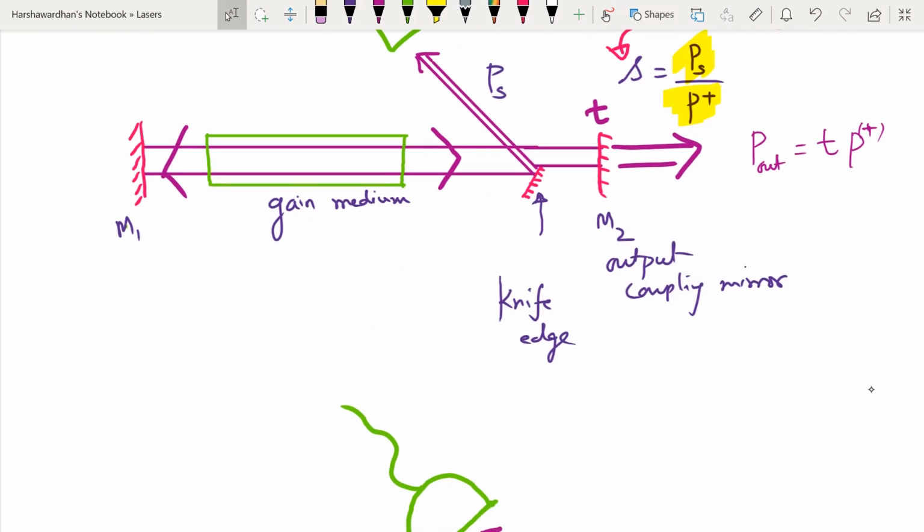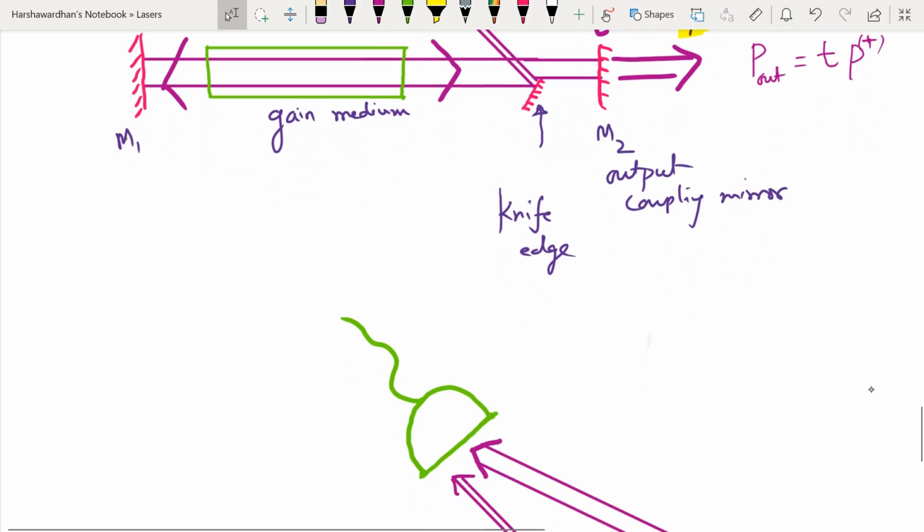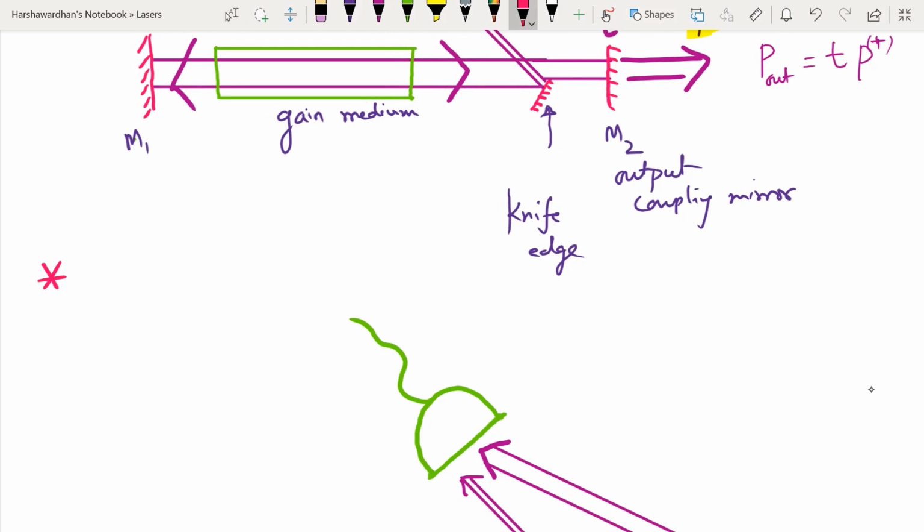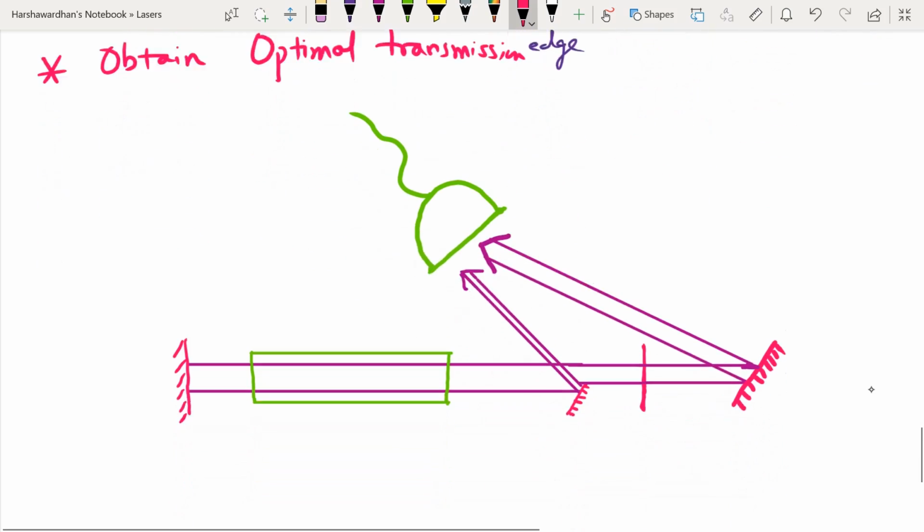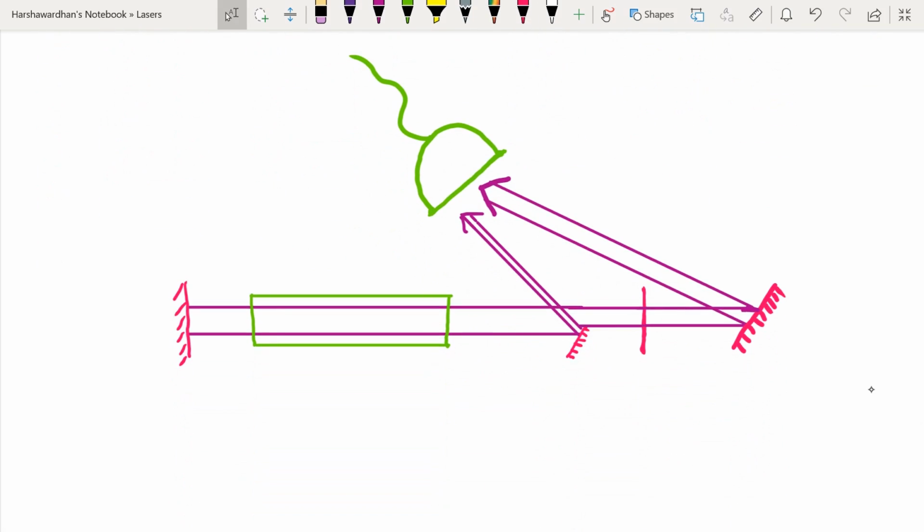A small variant of this method is also used to determine the optimal coupling, T optimal. So I'm now looking at a technique to obtain optimal transmission, right? And to do this, we are using exactly the same technique, but with a slight variation. All that I'm doing here is, this is my mirror 1, this is my mirror 2, which by the way is the output coupling mirror.